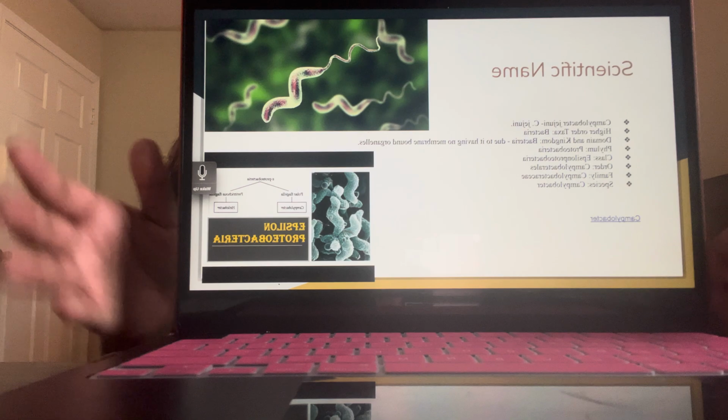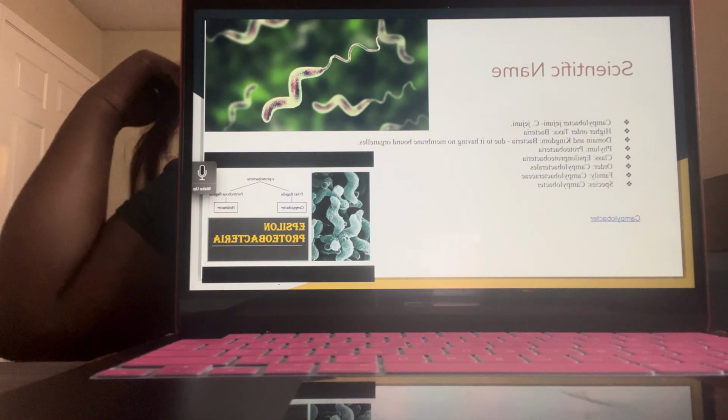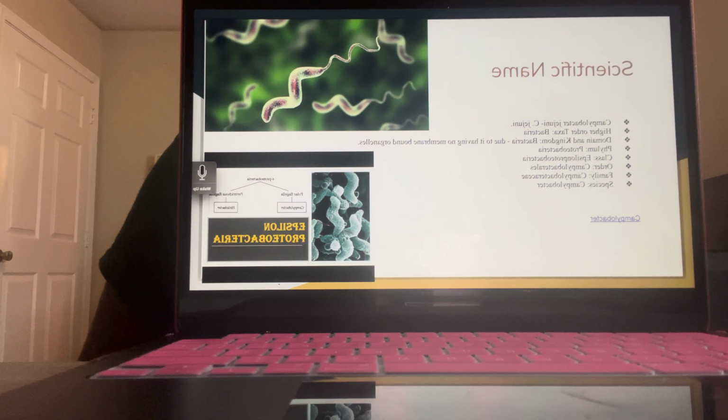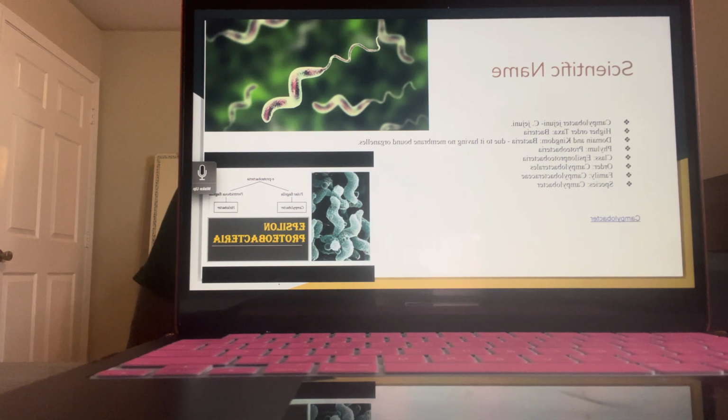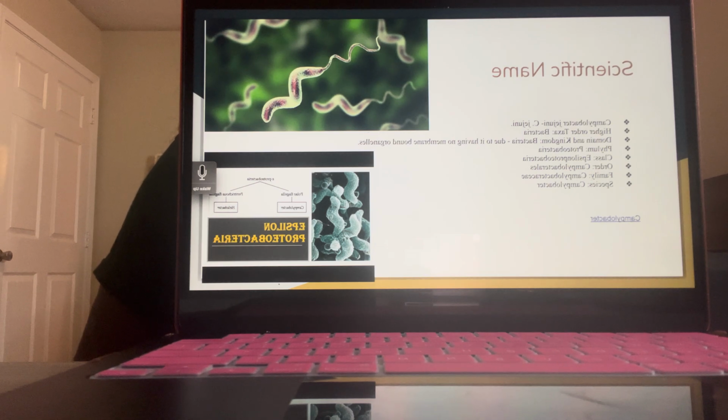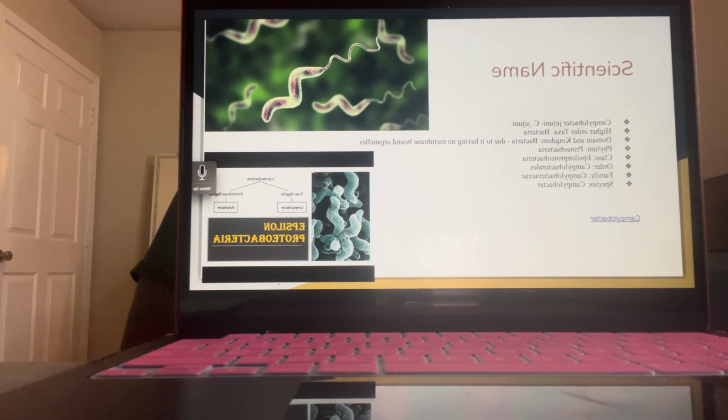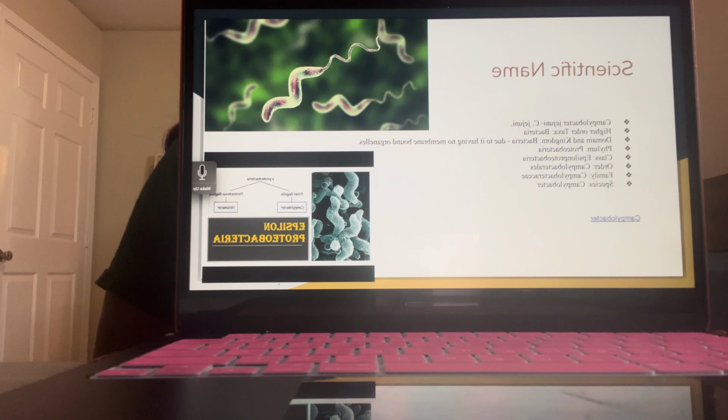The scientific name for this pathogen is Campylobacter jejuni or C. jejuni. The higher order taxa is bacteria. The domain and kingdom is also bacteria, because both of these organisms are prokaryotes and they lack membrane-bound organelles. The phylum is Proteobacteria. The class is Epsilonproteobacteria. The order is Campylobacterales. The family is Campylobacteraceae, and the genus is Campylobacter.